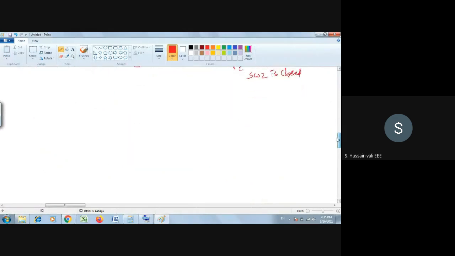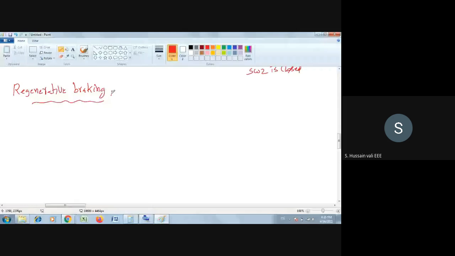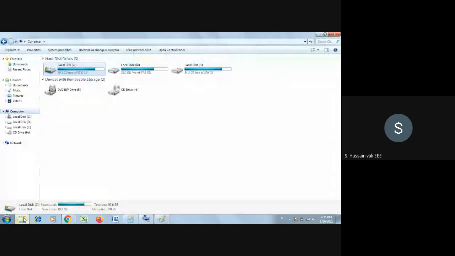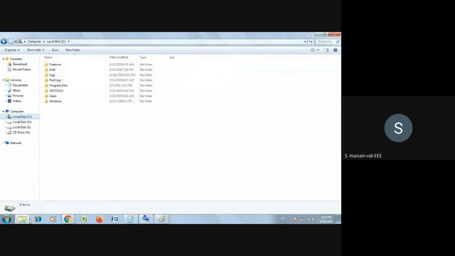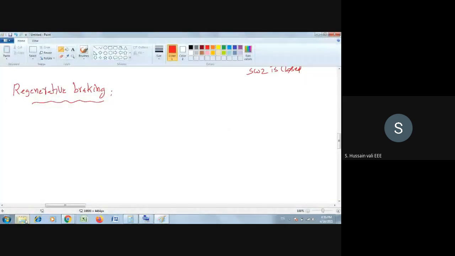Now you have another type of braking. I hope you know this, that is the regenerative braking. So in the regenerative braking, I will just draw the circuit diagram of the regenerative braking. You will see the diagram of regenerative braking here. Please see this here.